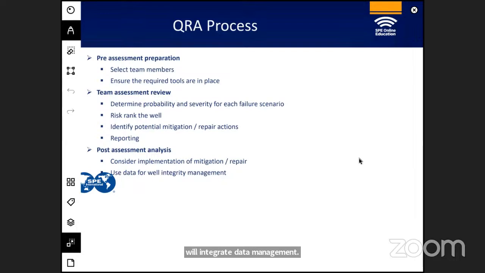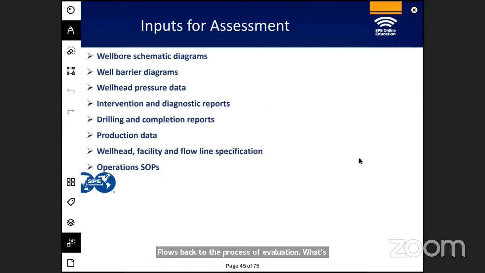Post-assessment analysis considers implementation of mitigation and the repair, and use of well-integrated data management. And one point I missed is the lessons learned, which we always ensure that whatever is learned flows back to the process of evaluation for subsequent operation.